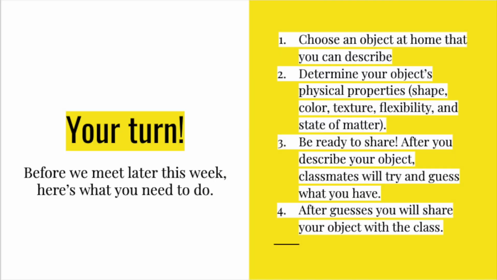Now it's your turn. Before we meet later this week on Zoom, here's what you need to do. You're going to choose an object at home that you can describe. Then you're going to determine your object's physical properties, like its shape, color, texture, flexibility, and state of matter. Then, be ready to share. When we meet, you will describe your object, and then classmates will have a turn to try and guess what you have. After we take some guesses, you get to share your object with the class. Everyone will have a turn.